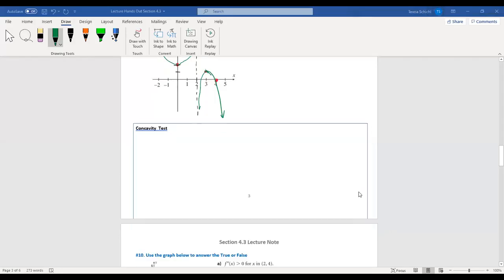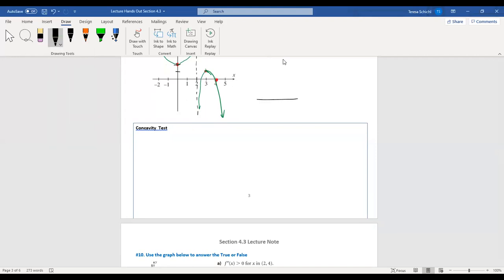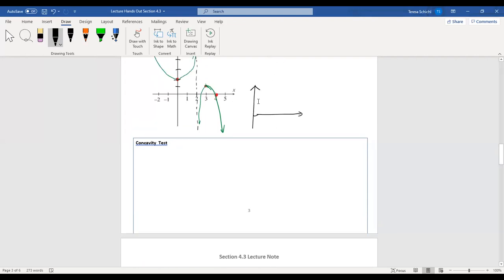So the first thing, let's take a look at the concavity test. What is the concavity test? What is concavity? Let's take a look before we write it down. We know concavity, for example, from what we did in the previous videos. So here, the concavities, right?